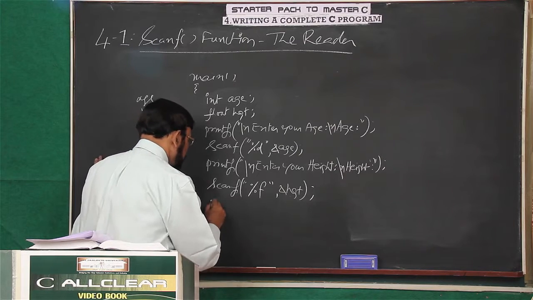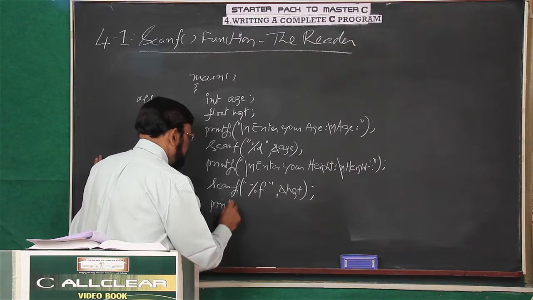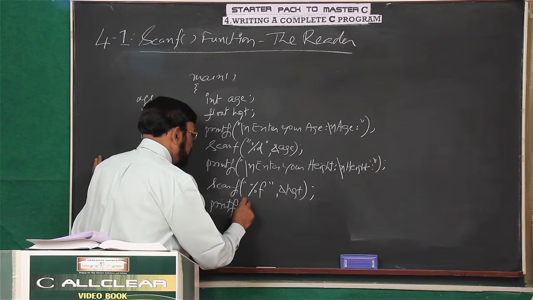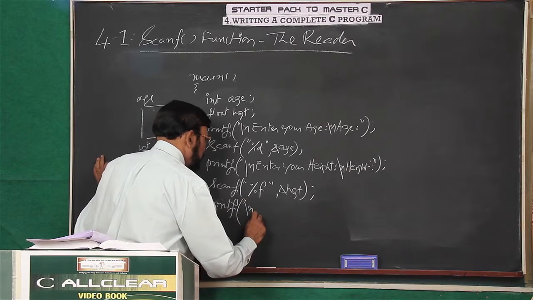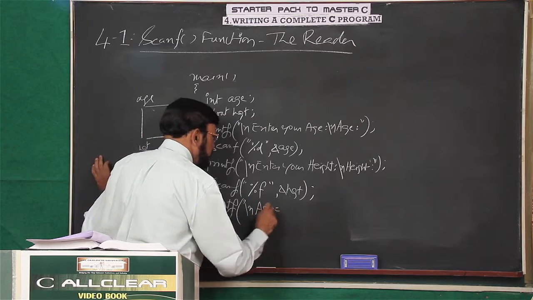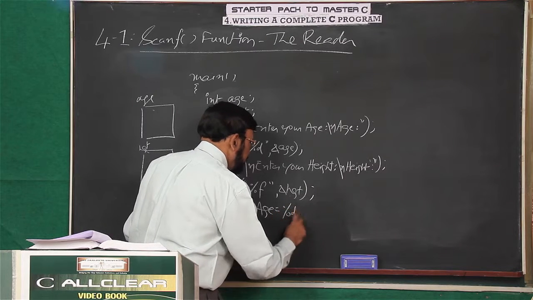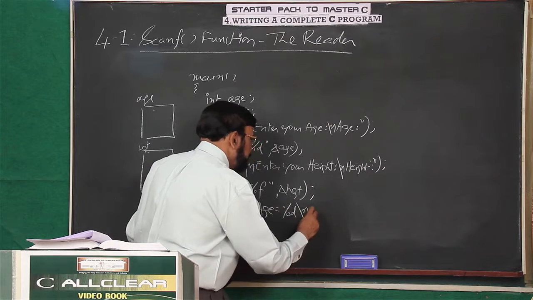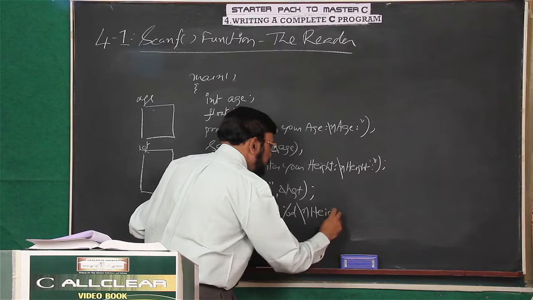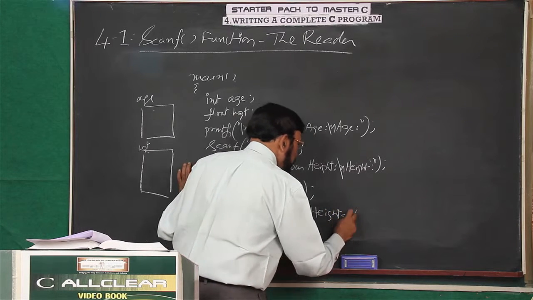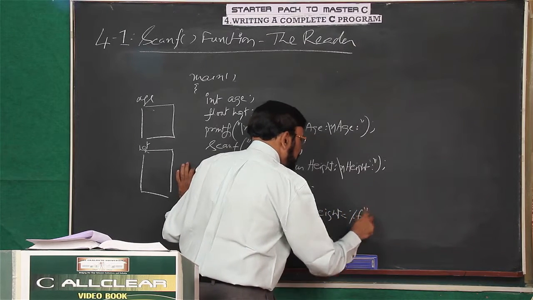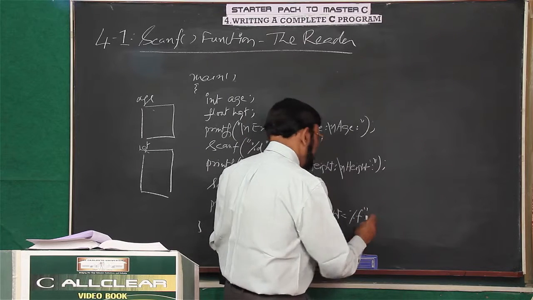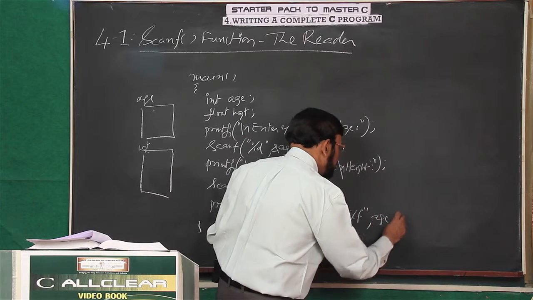Now, you are writing like this. This is the output statement. Output statement, how you want, you write like that. Age is equal to %d, new line, height is equal to %f. Here, age, height.